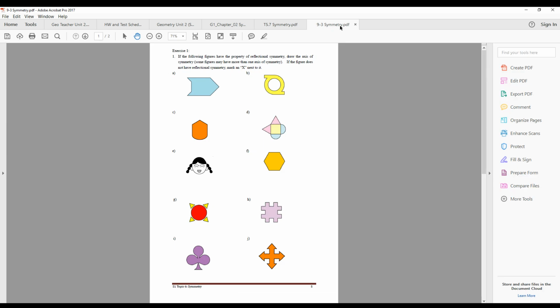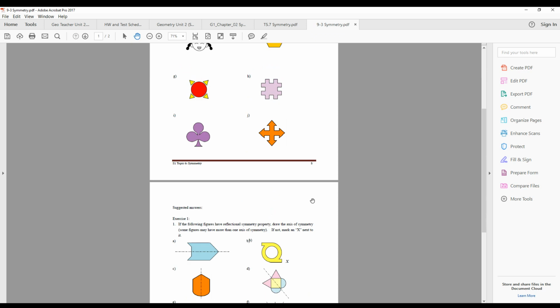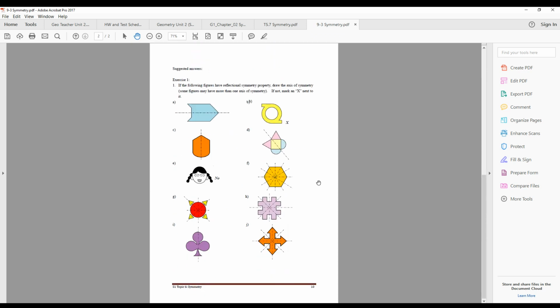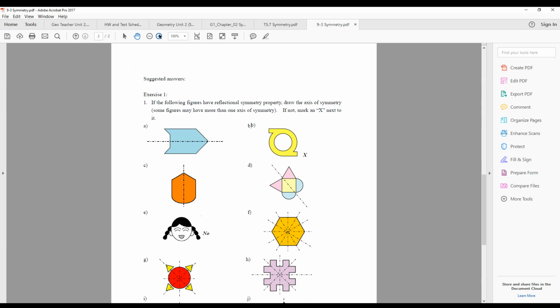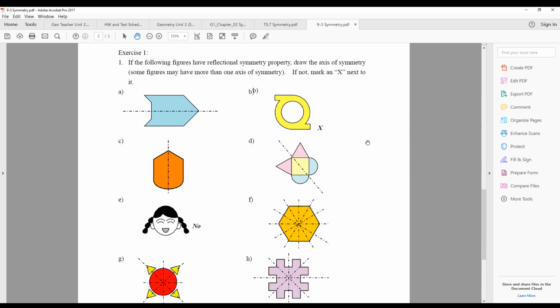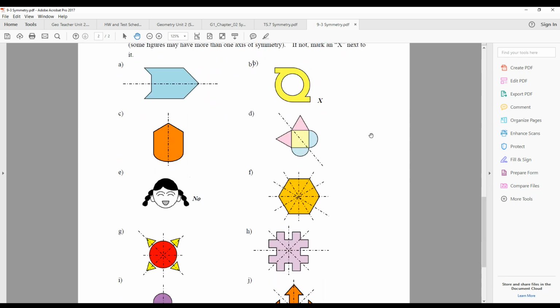I did promise you the answers to this one. So I'm going to scroll here. Maybe I can make this a little bit bigger so you can see the answers. You got 1 line of symmetry, no lines of symmetry, 1 line of symmetry, 1 line of symmetry, no lines of symmetry. Well, she looks exactly the same. No, she doesn't. Her hair right here is a little over to the side. So since it's not right smack dab in the middle, she doesn't have a line of symmetry.